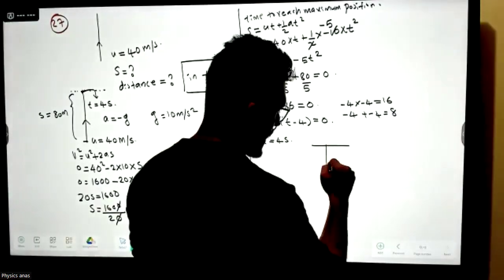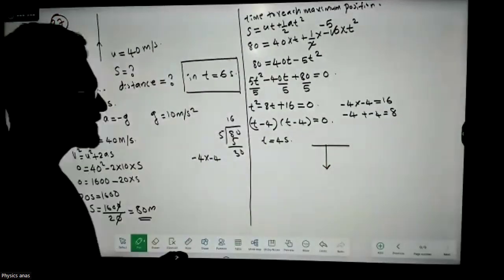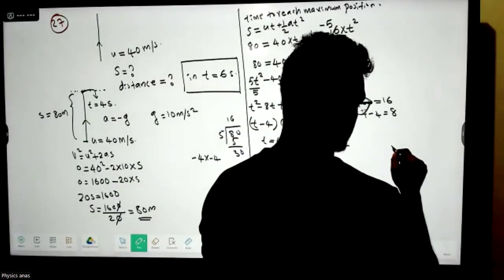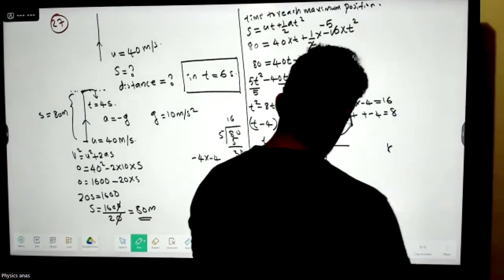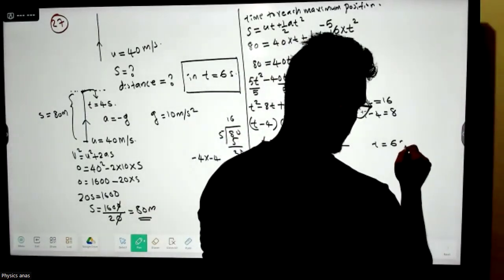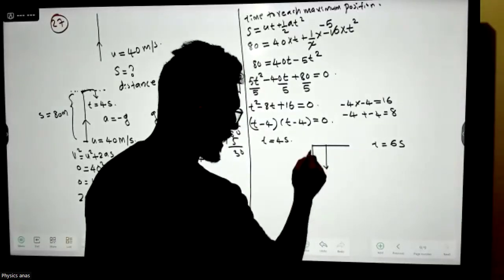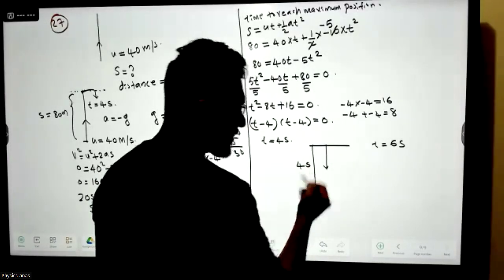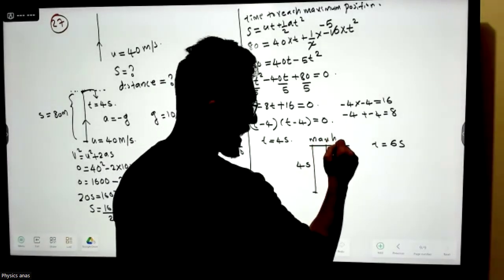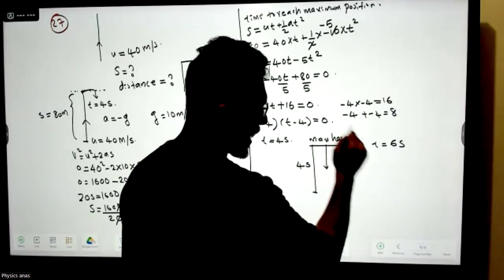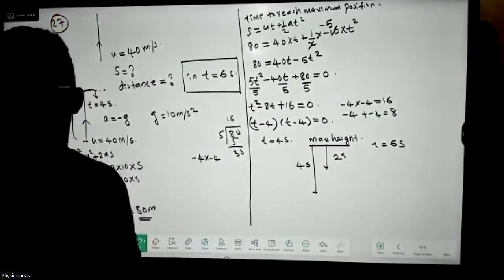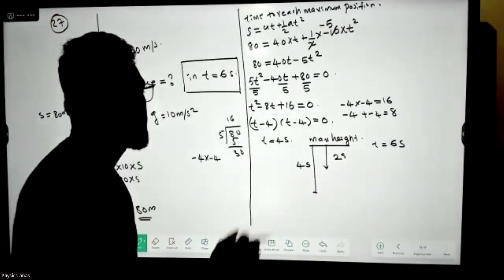I will just take that case also. The time difference is the total time. We have to see total time 6. Total time is 6 seconds. If the time to reach the maximum height is 4 seconds, then coming down from the maximum height will be 2 seconds. Total, you will get 6 seconds.